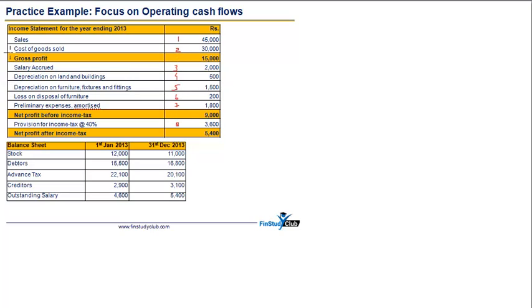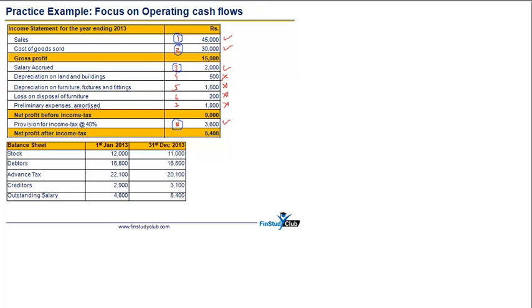I want to select the items which are operating and by nature cash, so I'm going to select sales. COGS is also operational and needs to be paid in cash. The salary, again operational and needs to be paid in cash. Depreciation is actually operational but doesn't need to be paid in cash. Loss on sale of furniture is not operating, therefore will not be selected, and preliminary expenses as well. Taxes, again, needs to be paid in cash and is operational. So overall I've been able to select 1, 2, 3 and 8.